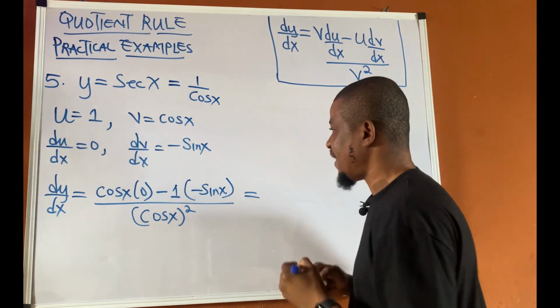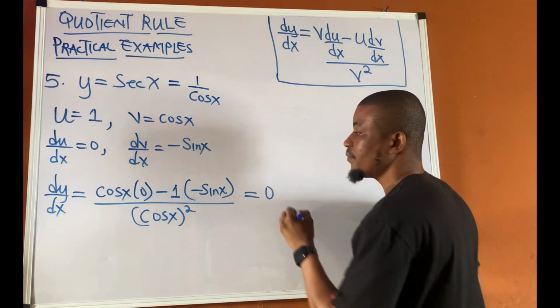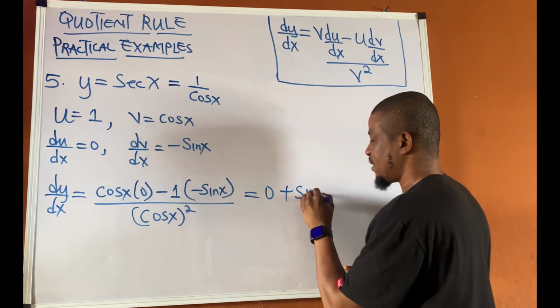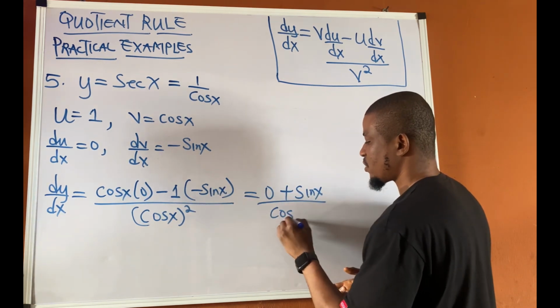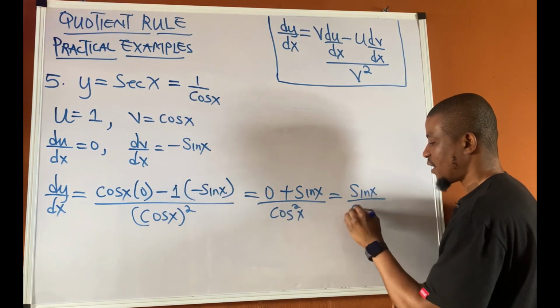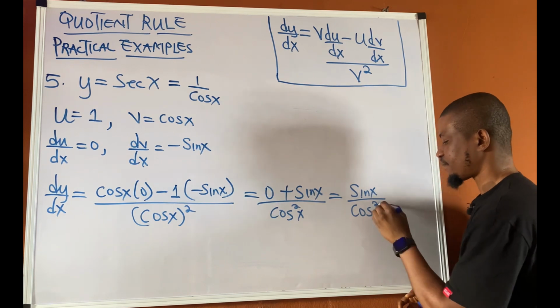Alright? To simplify this, cos x times 0 is 0. Minus times minus is a plus. 1 times sine x is sine x here, all over cos squared x. This will give us sine x over cos squared x.